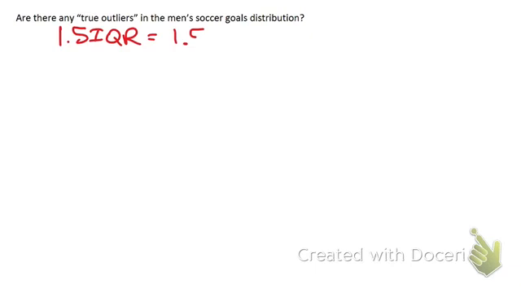No lower outliers. Do you guys have any questions about finding the 5-number summary, the IQR, or any outliers?